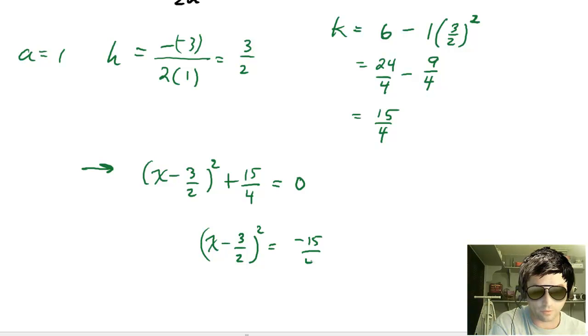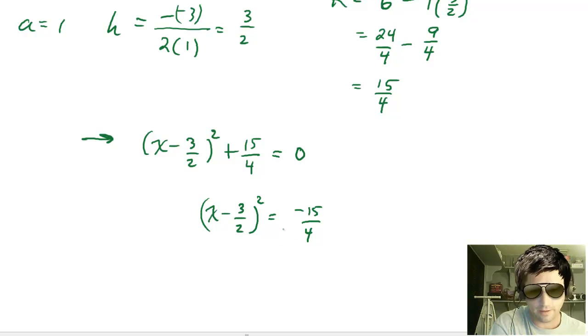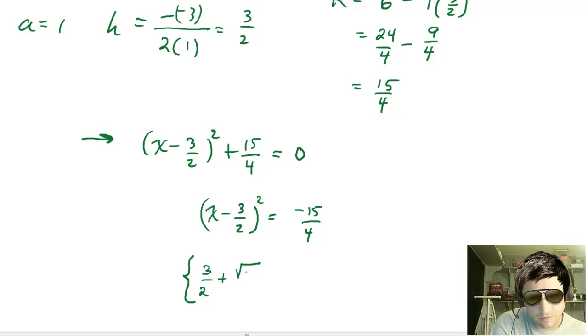And when you take the square root, you will once again get x equals 3/2 plus the square root of 15 over 2i, and you should get 3/2 minus the square root of 15 over 2i.